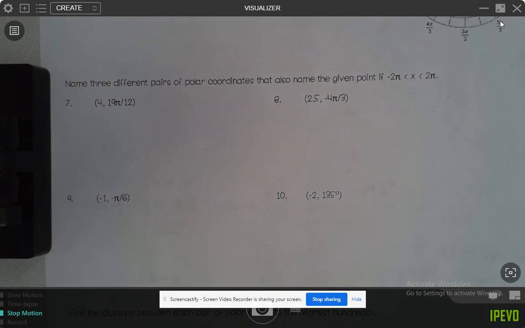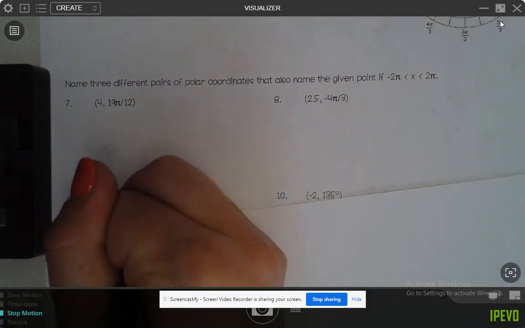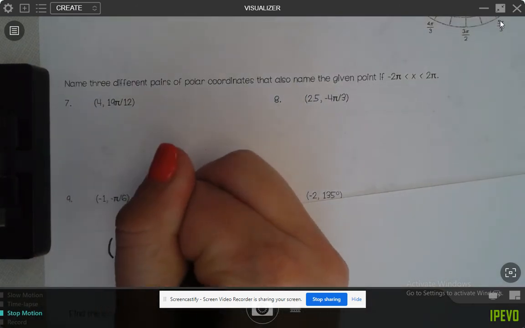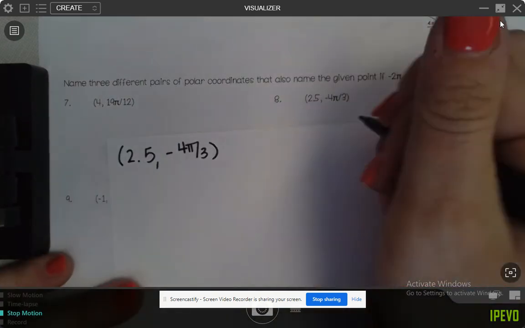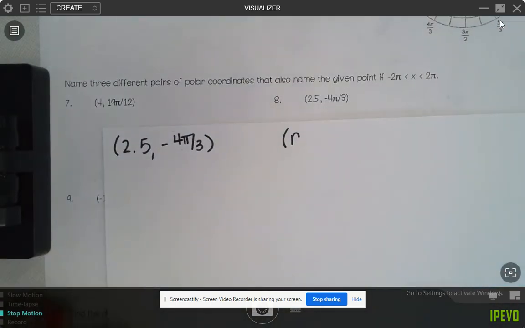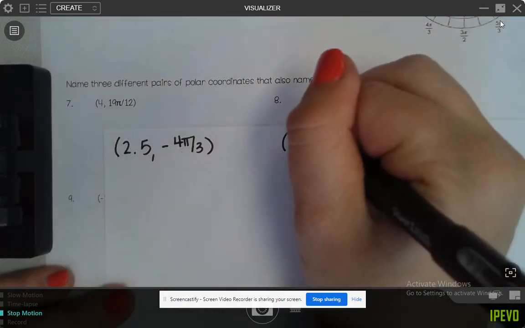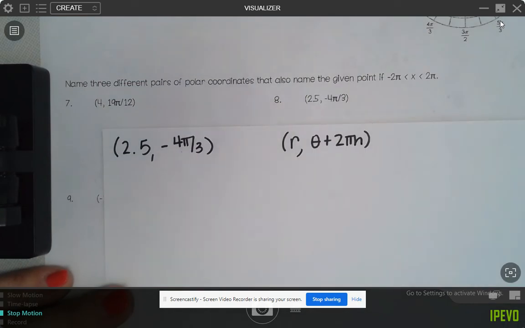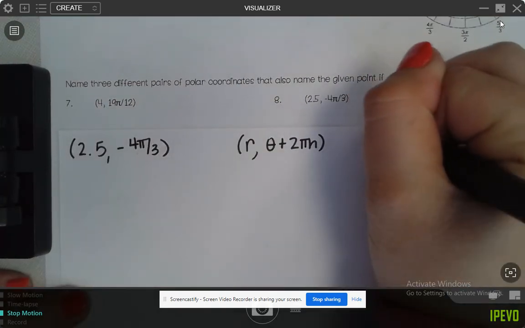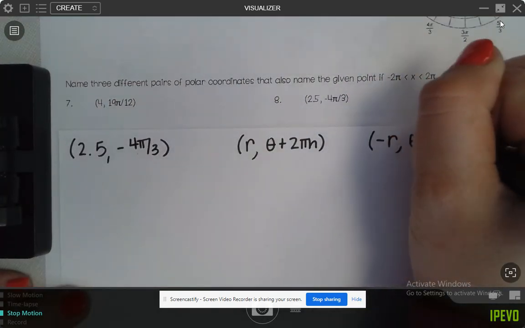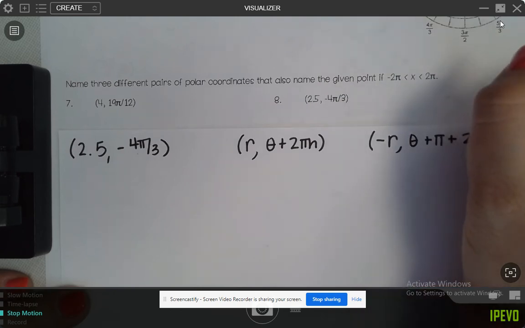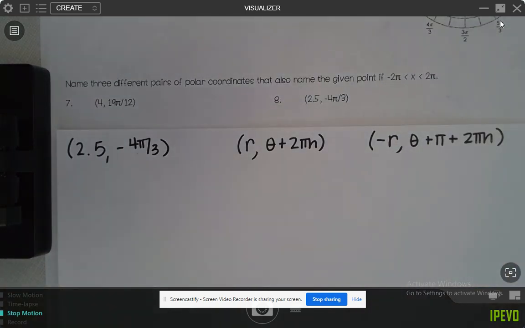So going back to where, I'm going to do it on here. All right. So we have, keep r the same, right? And what do I do with my theta? You add 2 pi n. Or I switch my r. I take my theta, I add pi, and I add 2 pi n. Those are my two options. You just have to know that.